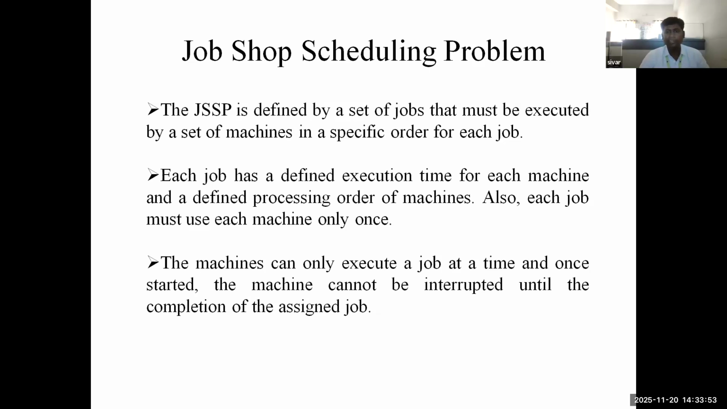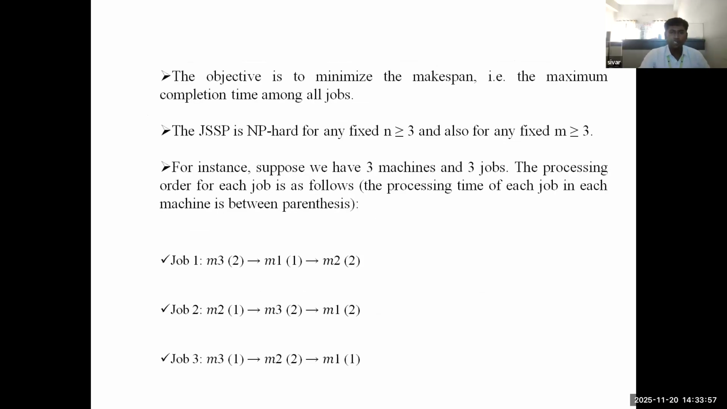Once it has started, there is no interruption between the jobs. Okay, next one, our objective is to minimize the makespan. Here, what is the objective of job shop scheduling? Maximum completion time among all jobs. We are going to minimize the makespan. Makespan means maximum completion time among all jobs.